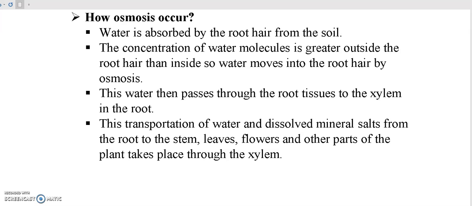Hello students. Last time we talked about how osmosis occurs, right? We talked about how the transport of water and dissolved minerals and salts from the root to the stem, leaves, flowers and other parts of the plant takes place. And all these things take place through xylem.